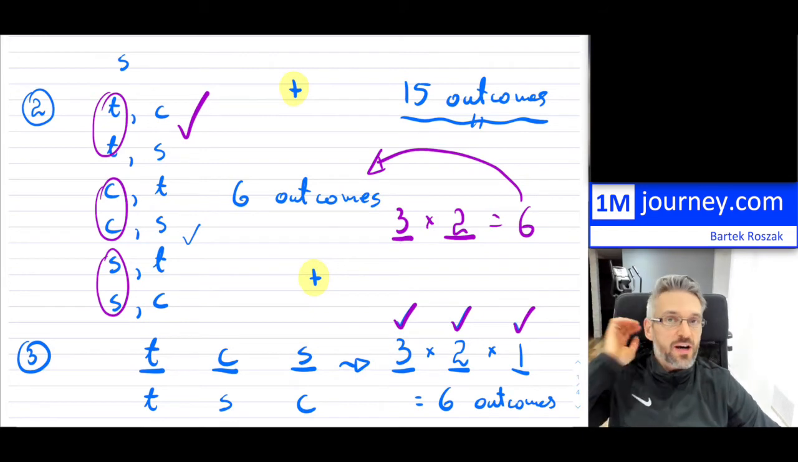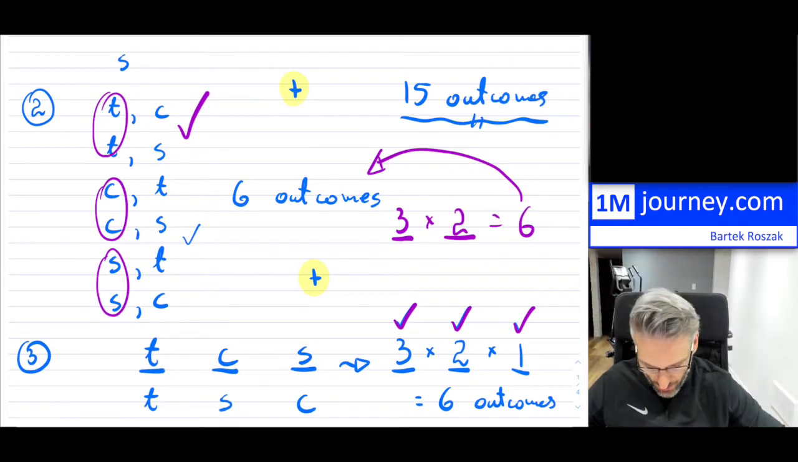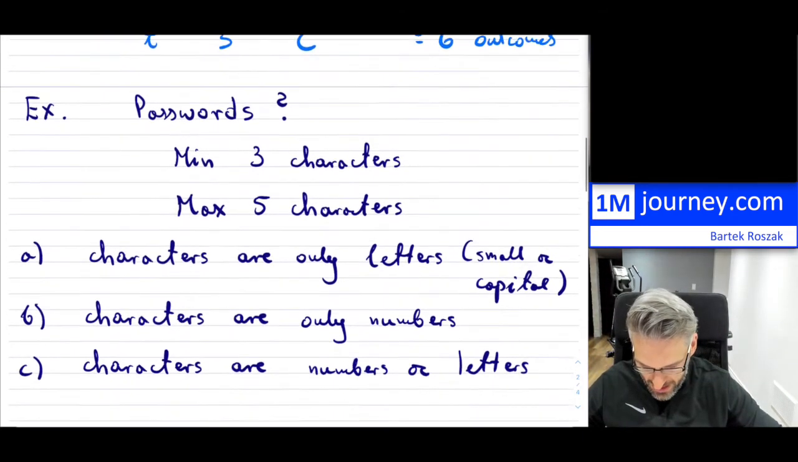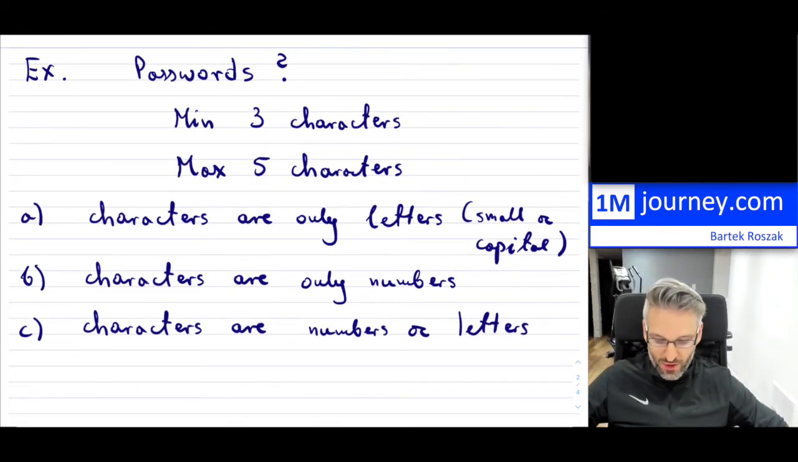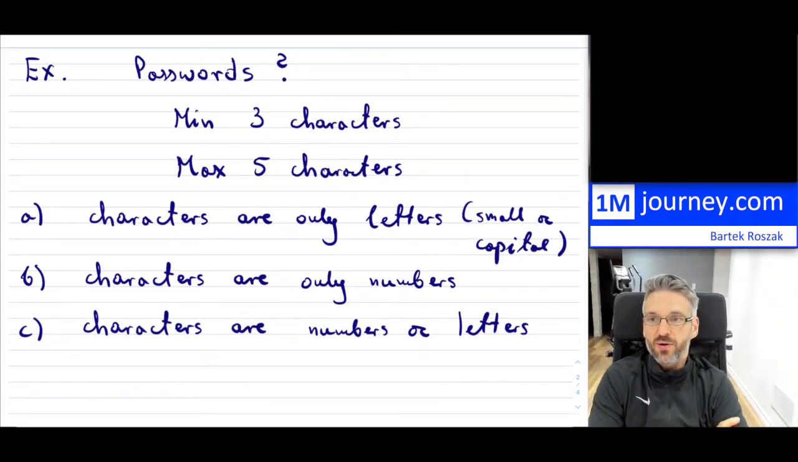Now, where else is this applicable? Where can we see this? So here's another example that I'm going to show you where you can use this additive counting principle. How about passwords? Well, we have all kinds of passwords. And to be honest with you, here it says we're going to be creating a password with a minimum of 3 characters or a maximum of 5 characters.